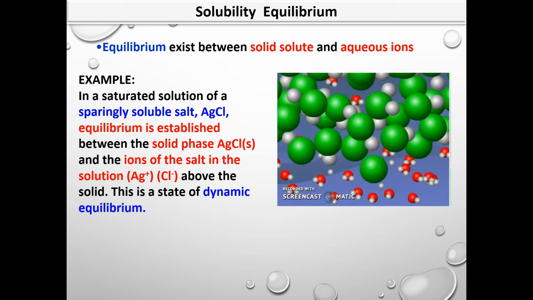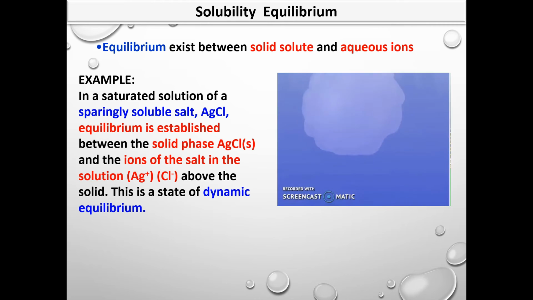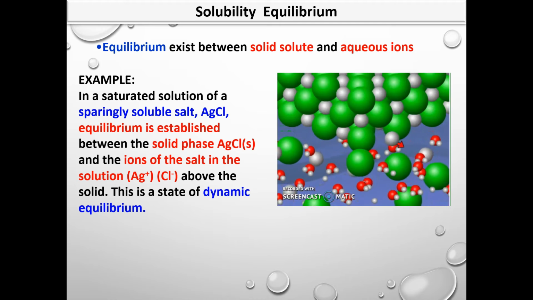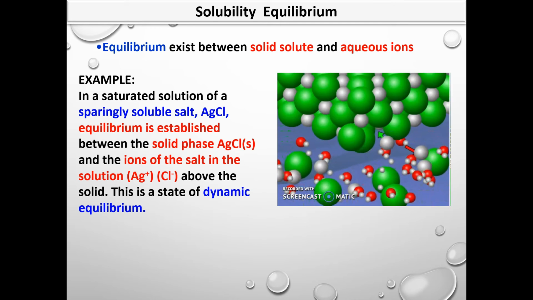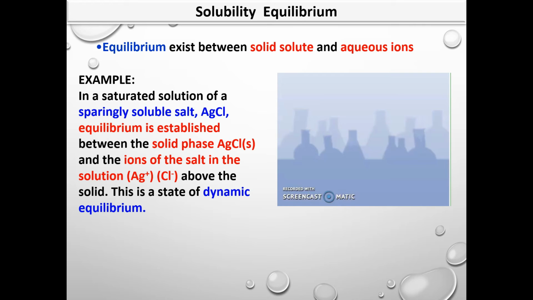This is a state of dynamic equilibrium in which two reverse processes, dissolution and precipitation, proceed at the same rate. The process can be written in the following way, where there is an equilibrium between silver chloride solid and the dissolved ions of silver ions and chloride ions.